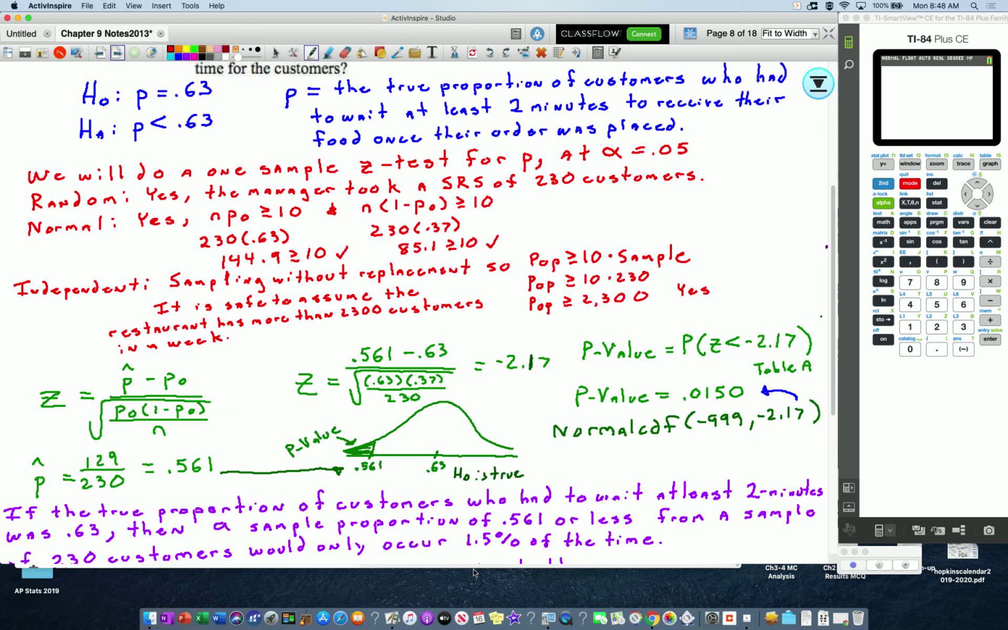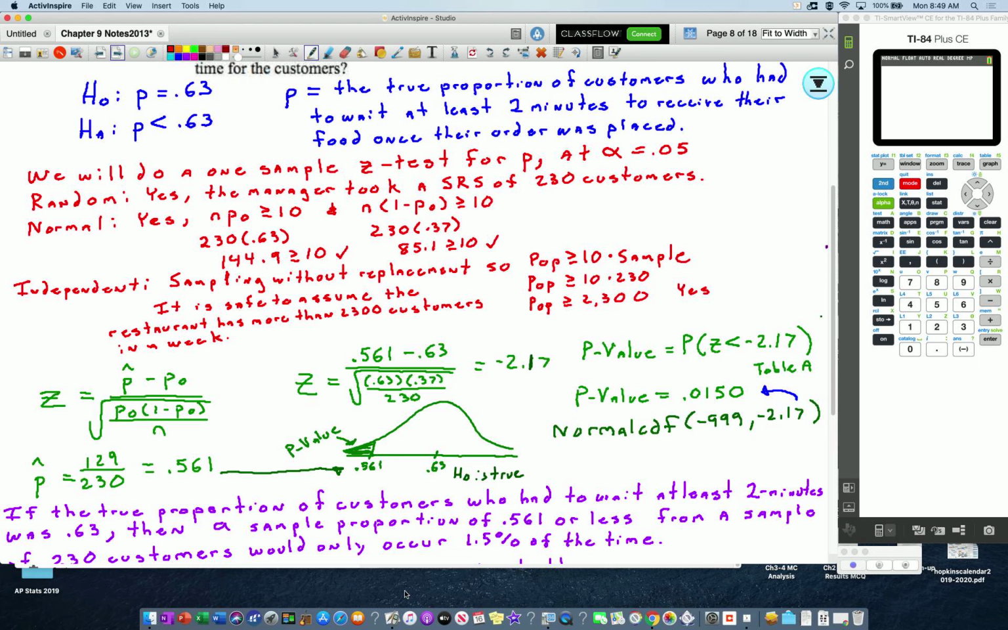All right, independent, again, a lot of times this is always the same. We are sampling without replacement. So check, is our population greater than 10 times our sample? 10 times 230, that is 2,300. That is true. So since we are sampling without replacement, we are safe to say that the restaurant has at least 2,300 customers that go through the drive-through in a week. Okay? If you've ever been to a certain McDonald's around, say, the one in Eden Prairie, that one can get very busy, especially during the lunch and dinner rushes. So I think that's definitely probable.